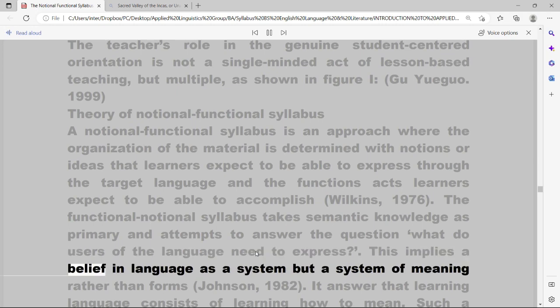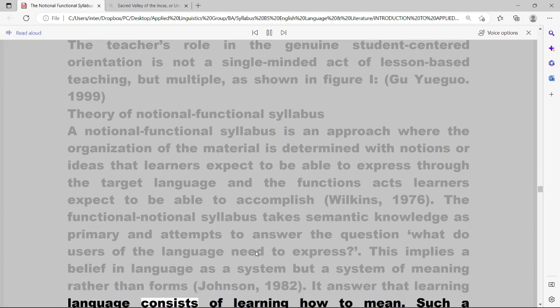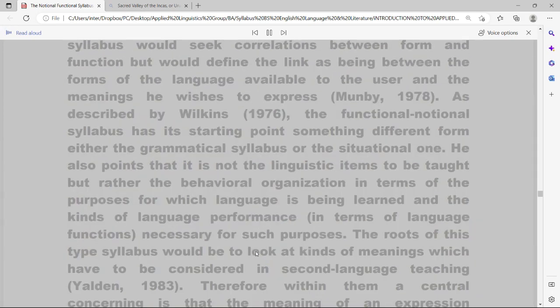This implies a belief in language as a system, but a system of meaning rather than forms (Johnson, 1982). It answers that learning language consists of learning how to mean. Such a syllabus would seek correlations between form and function, but would define the link as being between the forms of the language available to the user and the meanings he wishes to express.